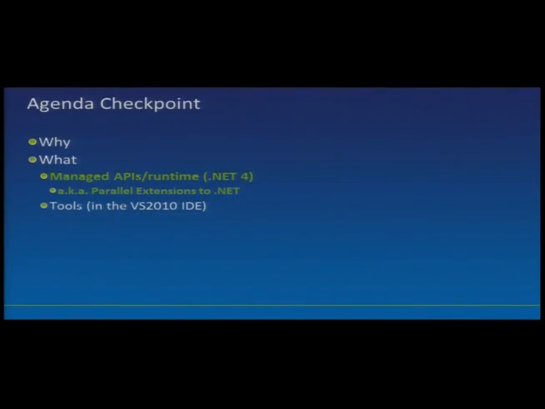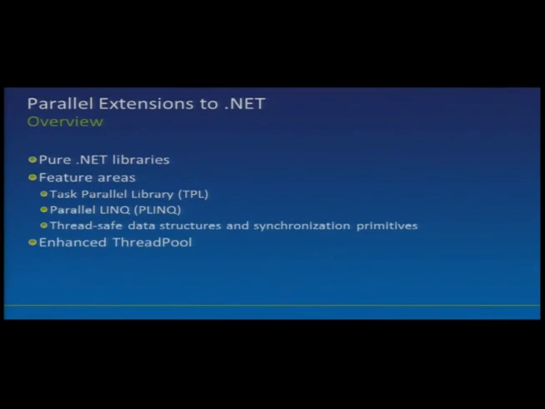So now I'll get to talking about the managed APIs and runtime support that was introduced in .NET 4. These libraries and APIs are referred to as parallel extensions to .NET, although that is a bit of a legacy name because these libraries are now really a first-class part of .NET. The first point to make about parallel extensions to .NET is that they are pure .NET libraries. And what that means is that you can use them from any .NET language.